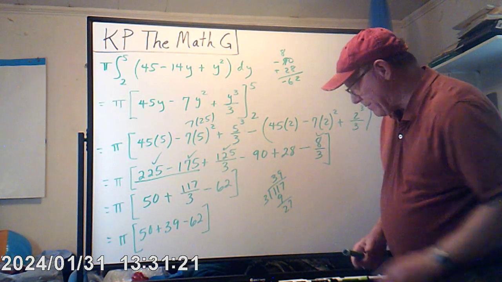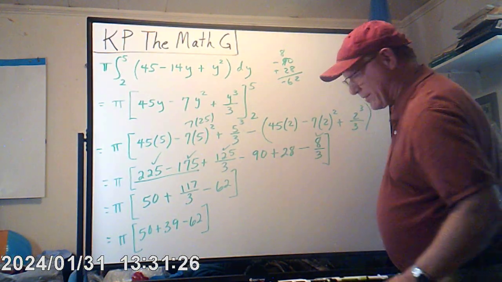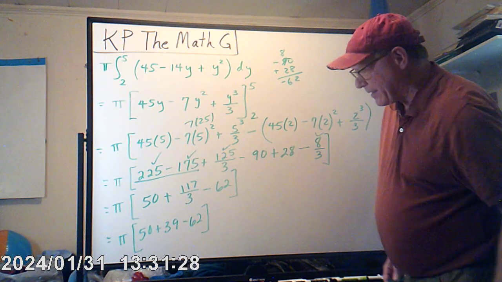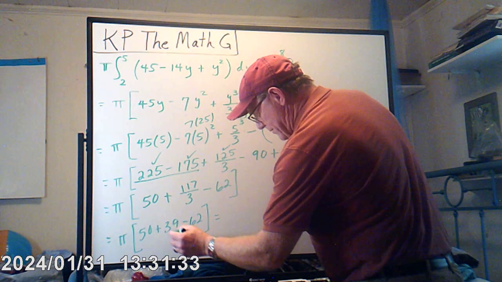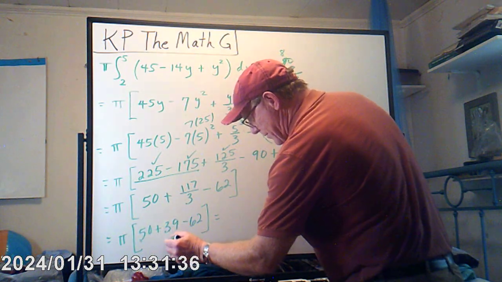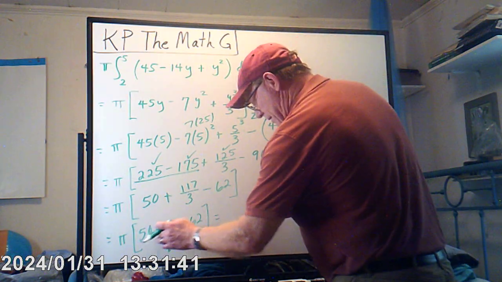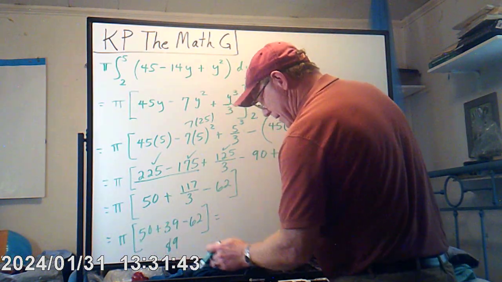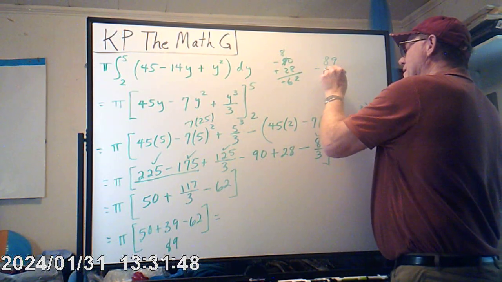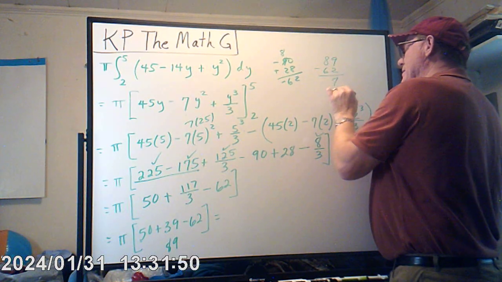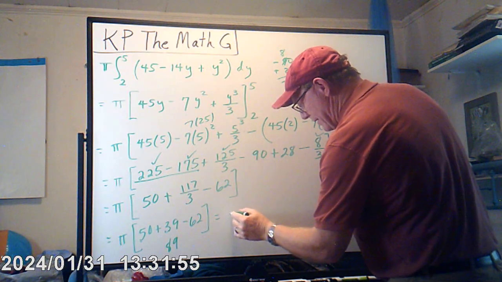Erase this. I do things the old school way. That's how I do it. So this will be 9. 5 plus 3 is 8. 89. So 89 minus 62. 9 minus 2 is 7, and 8 minus 6 is 2. That should have been easy.